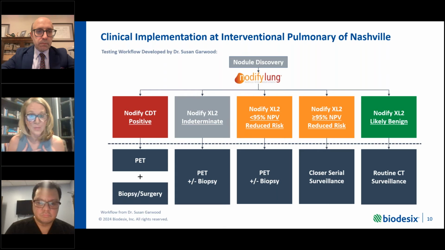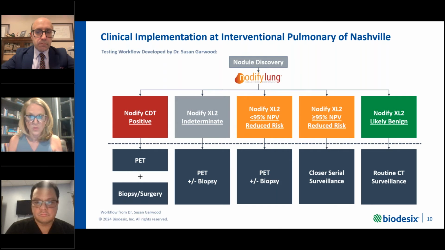This is my pathway. This is not Biodesix's pathway. This is not HCA's pathway. I do share it with my HCA physicians, but this is my pathway, not endorsed. But I think it's helpful to think about how others think about it. And so for CDT positive, we get a PET scan, and we can get a PET scan to guide the first biopsy. So we'll get a PET scan and then we'll move forward with the appropriate biopsy.